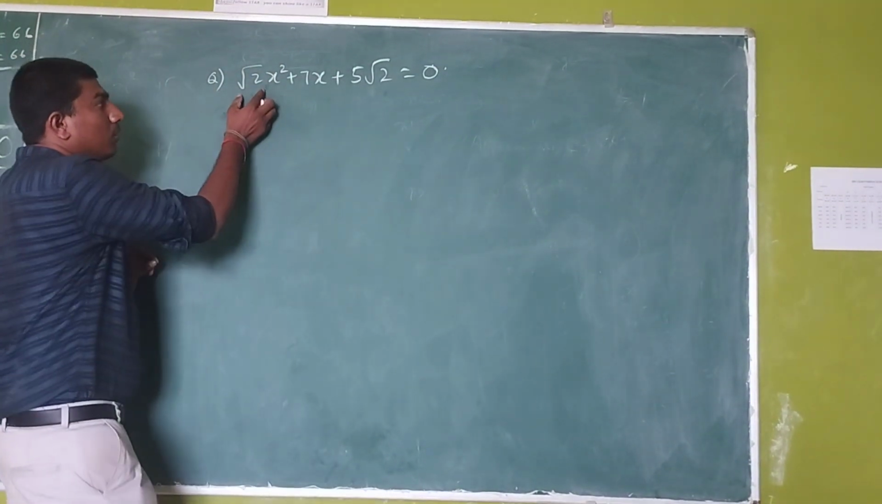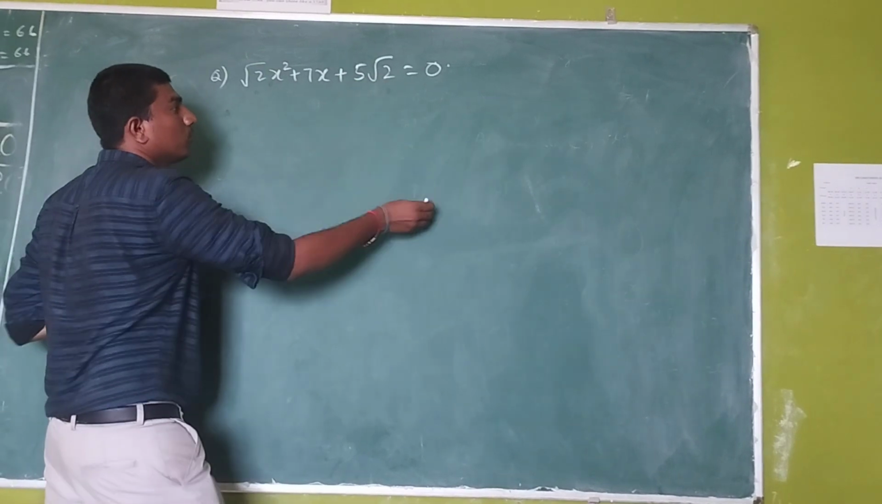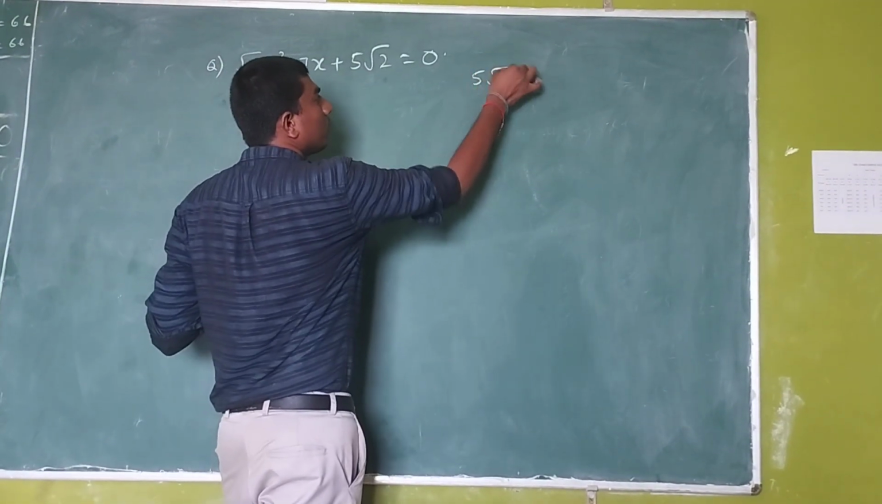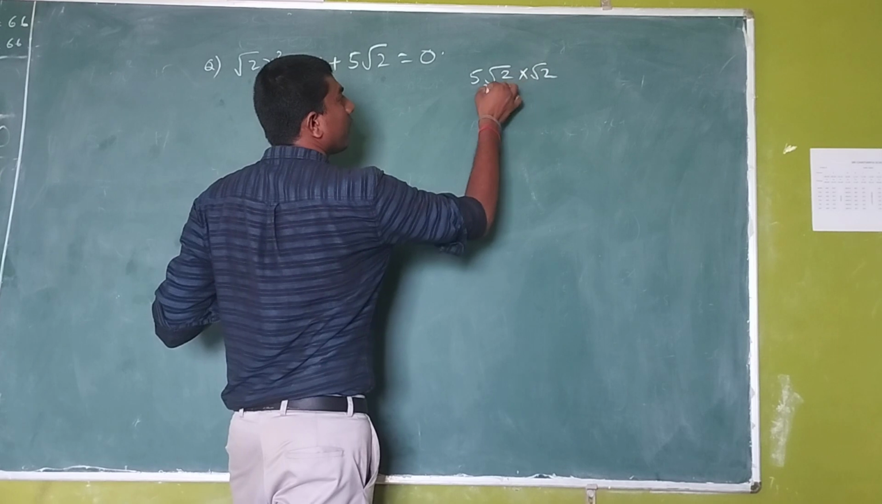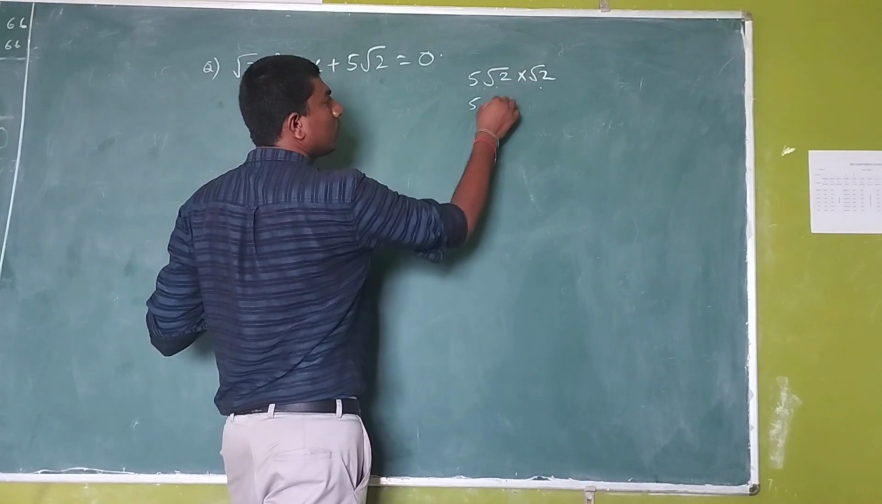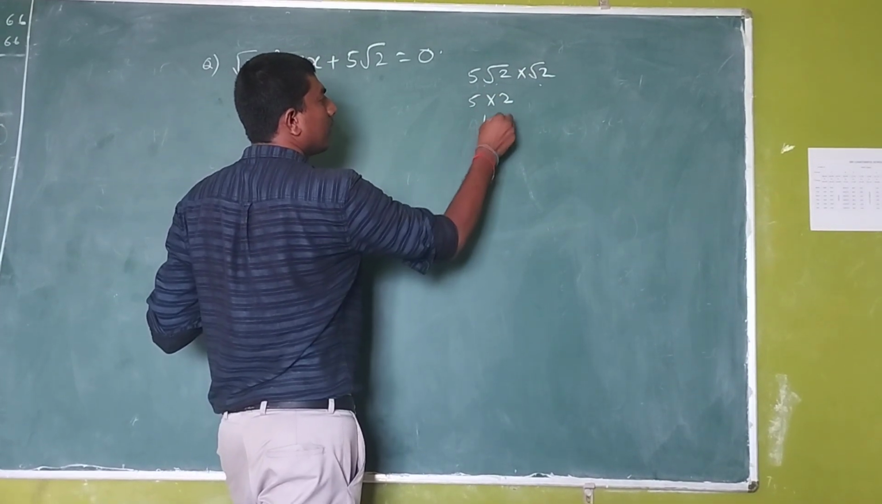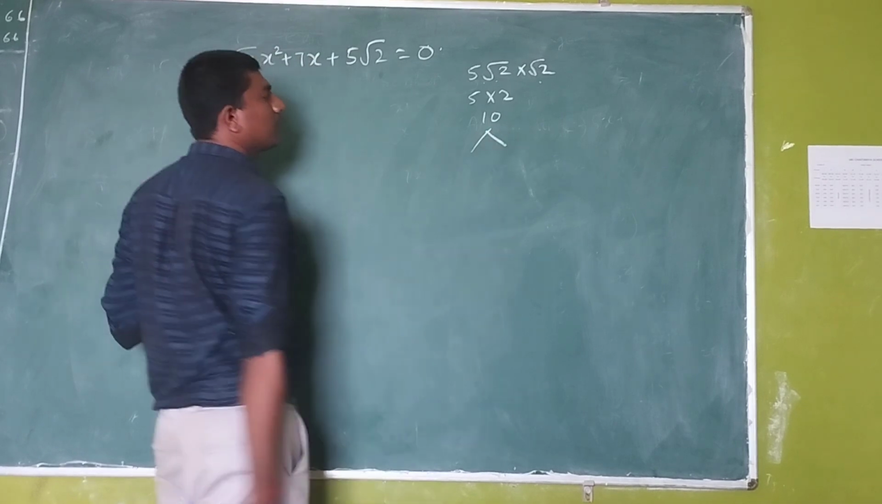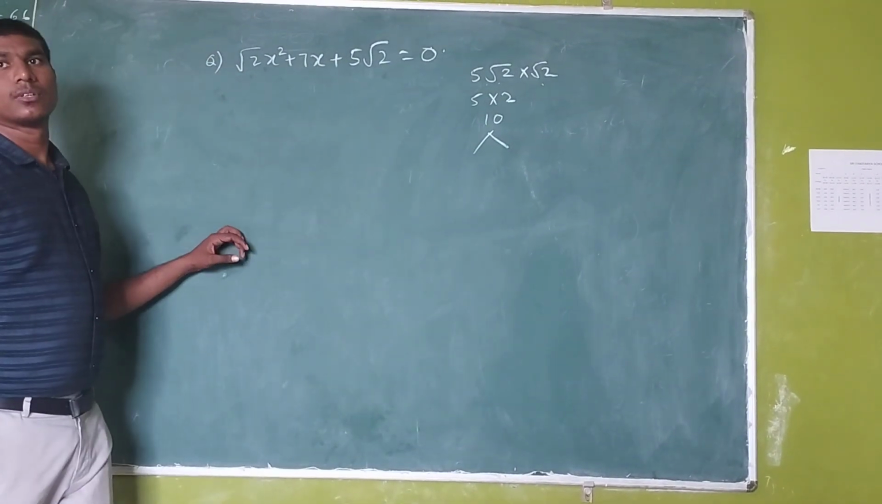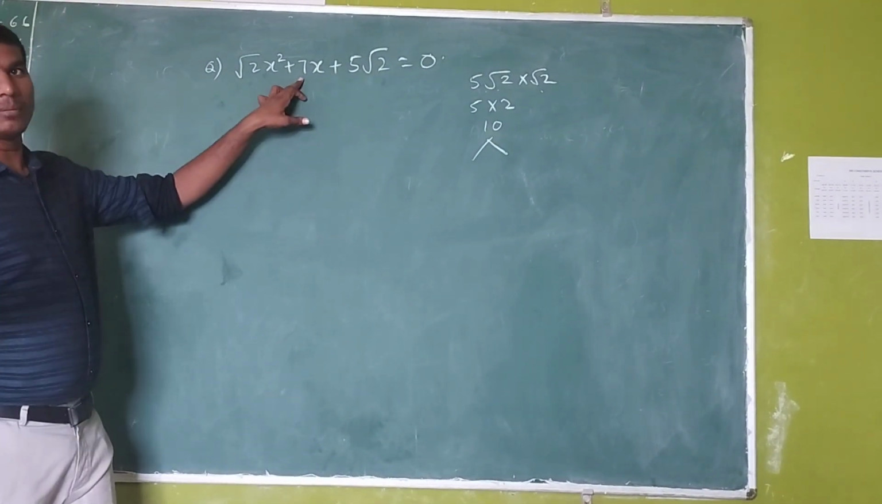Now, root 2 into 5 root 2. We just multiply 5 root 2 into 2. We get 5, root 2 into root 2 is 2, 5 twos are 10. So what are the factors of 10? 5, 2. So split the middle term.